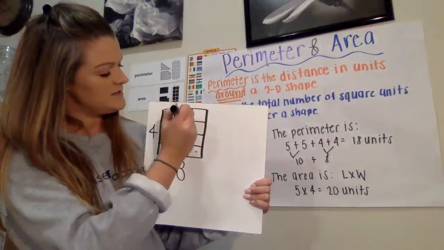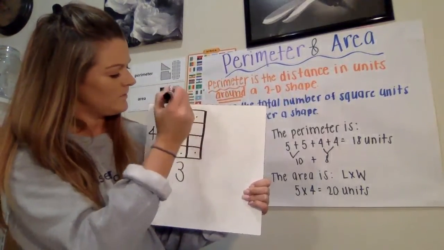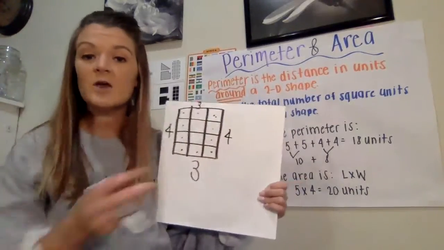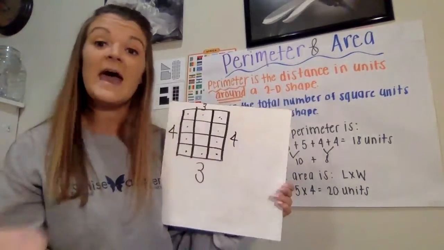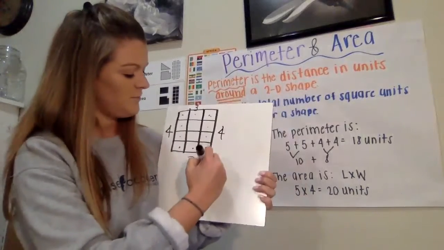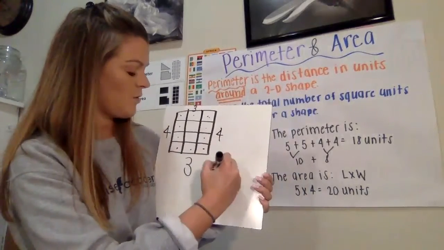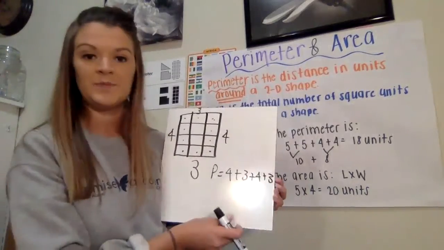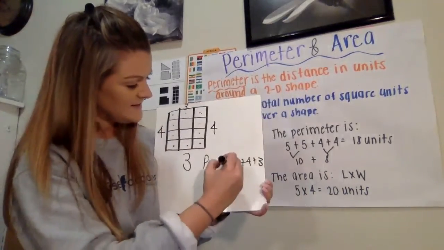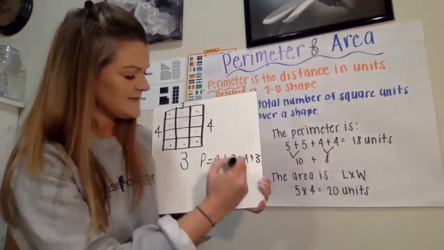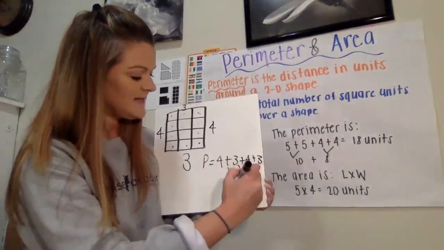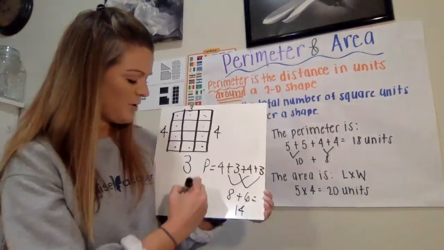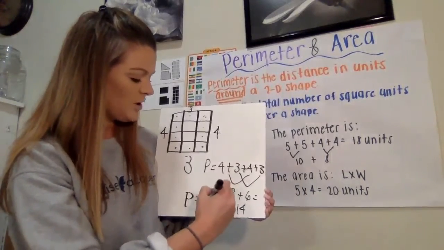This length is 1, 2, 3. And this length is 1, 2, 3, 4. Once I know all of my side lengths, I can just add to find the perimeter. So perimeter equals 4 plus 3 plus 4 plus 3. Well, I know some facts here. I see 4 plus 4, that's a doubles fact, that's 8. And 3 plus 3, that's 6. 8 plus 6 equals 14. So my perimeter equals 14.